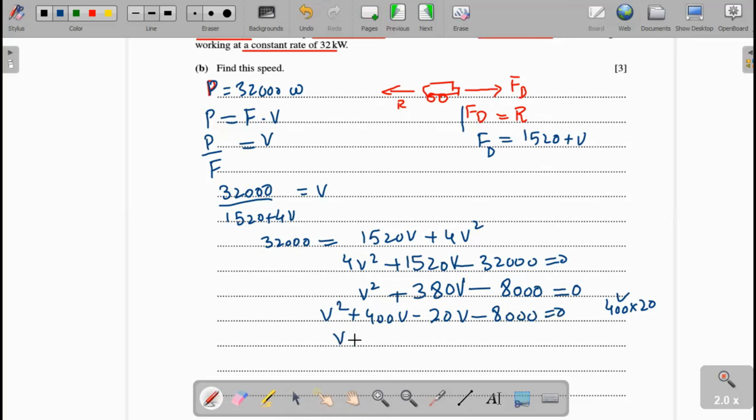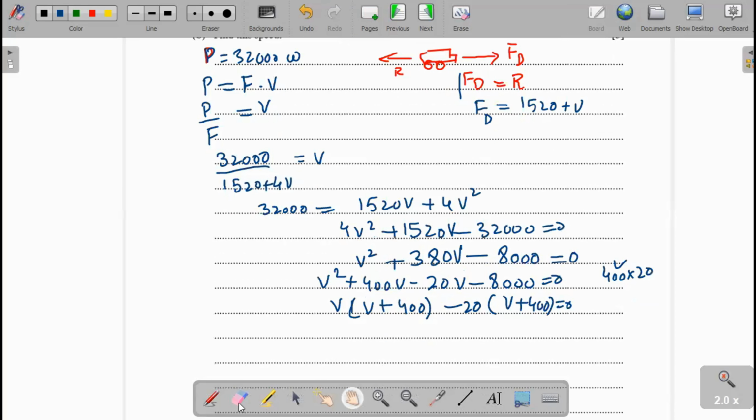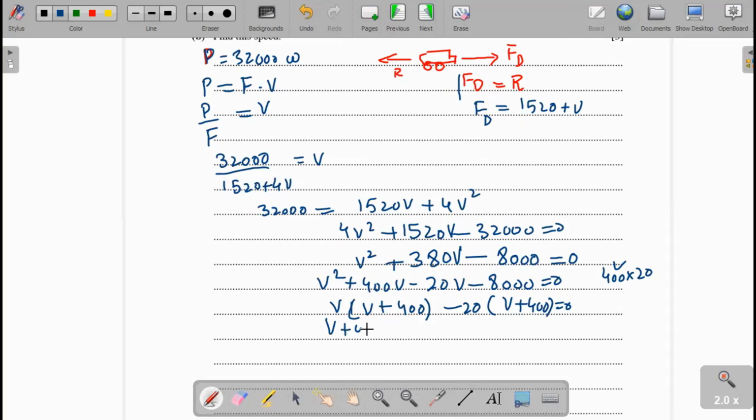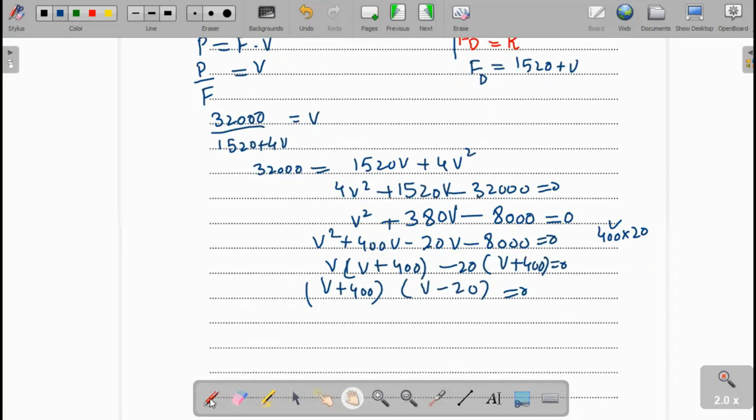Now it becomes V plus 400, taking it as common, V plus 400 into V minus 20. These are the two factors we get. Here we take V plus 400 equal to 0 and V minus 20 equal to 0, and we get V equal to minus 400 and V equal to 20.